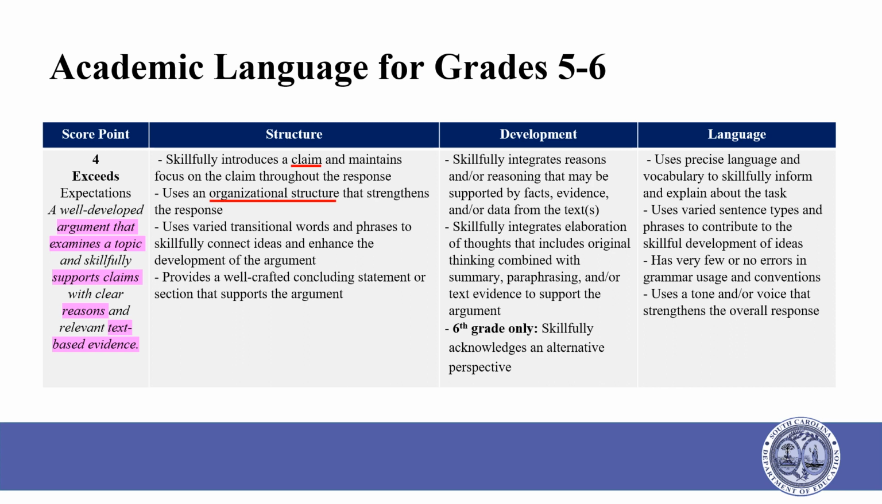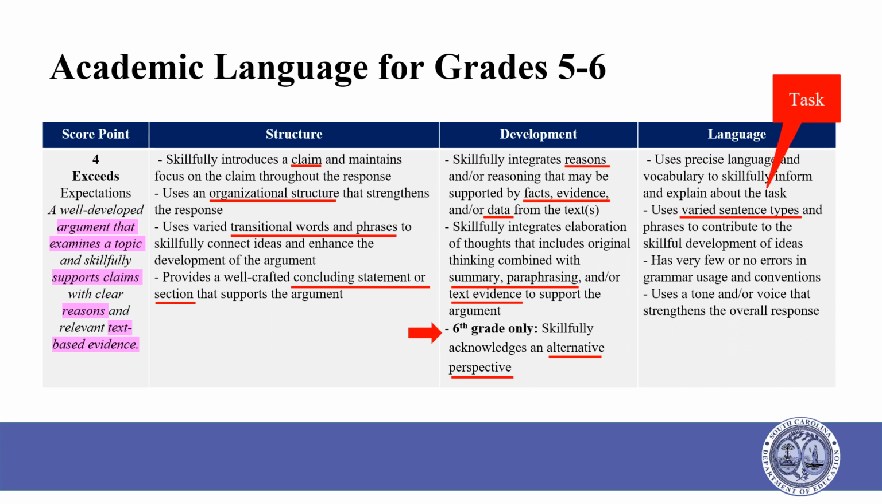Claim, organizational structure, transitional words and phrases, concluding statement or section, reasons, facts, evidence, data, summary, paraphrasing, text evidence. 6th grade only, alternative perspective. Varied sentence types. In the TDW item, the task is provided for all students.